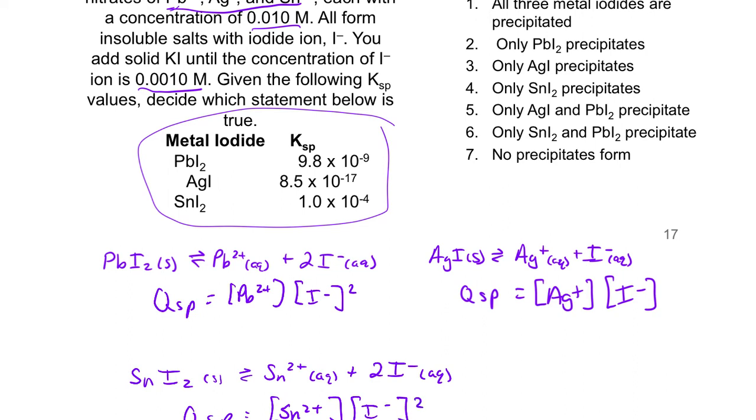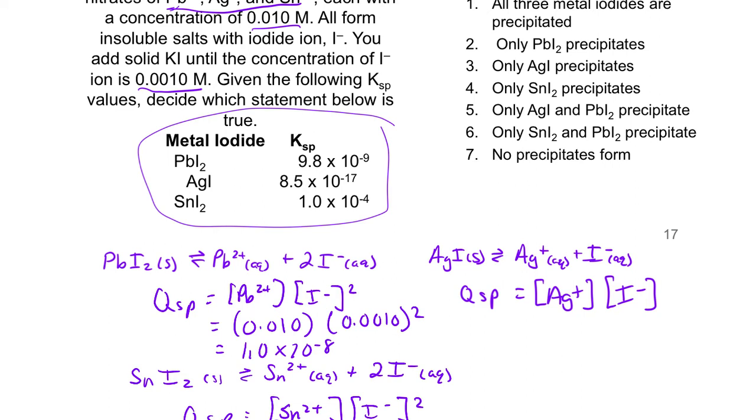And now we can plug in our concentrations that we were given in the problem of the metal ion and the iodide concentration. So for the lead, each one of the metals is 0.01 moles per liter. I-, we get 0.0010 squared. And so we calculate QSP for the lead iodide. We get 1 times 10 to the minus 8.